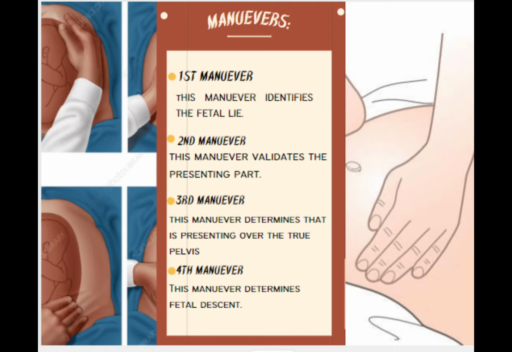The third maneuver determines the part that is presenting over the true pelvic inlet by gently grasping the lower segment of the uterus between the thumb and fingers. It also assists in identifying the descent of the presenting part into the pelvis. The fourth maneuver determines fetal descent.